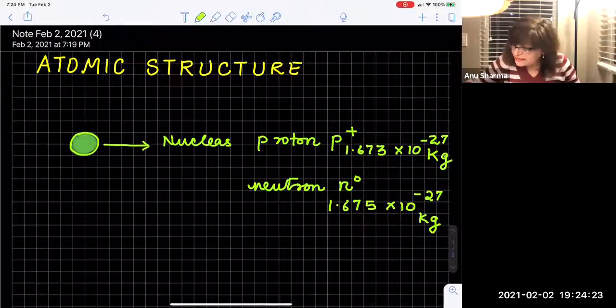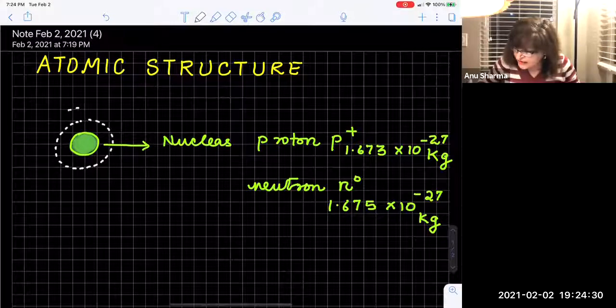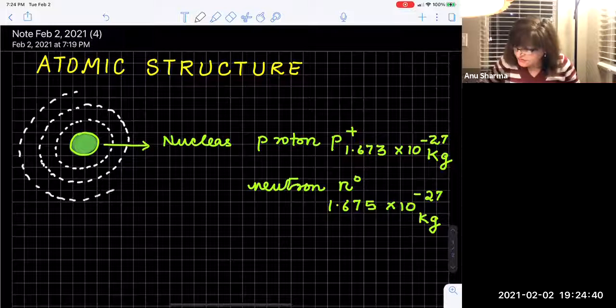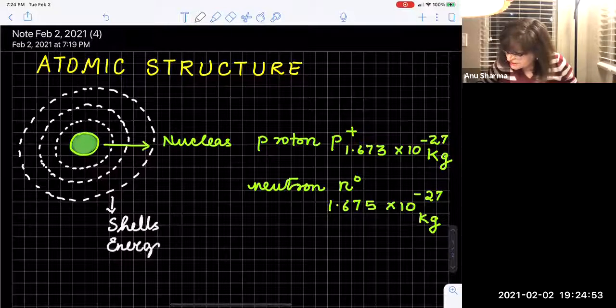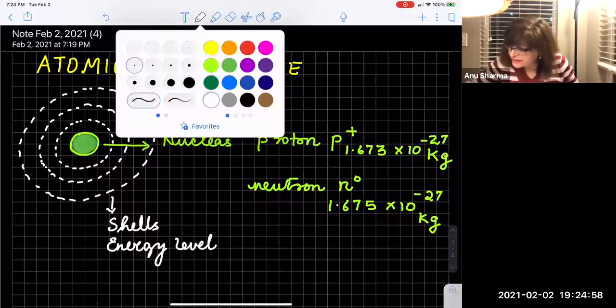All around the nucleus are these energy levels. In the past, they had equated the structure of the atom to that of the solar system. So an older term you will see is the orbits. Okay, you will also see orbits. Anyways, a more advanced term is the shells or the energy levels. So these energy levels, or the shells, are where we are going to find the electrons.